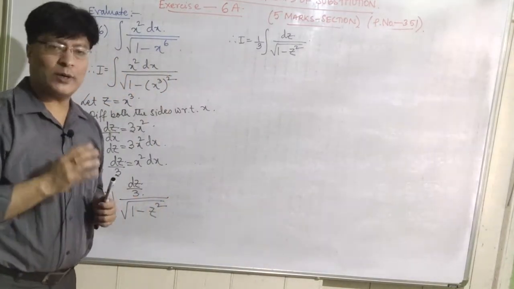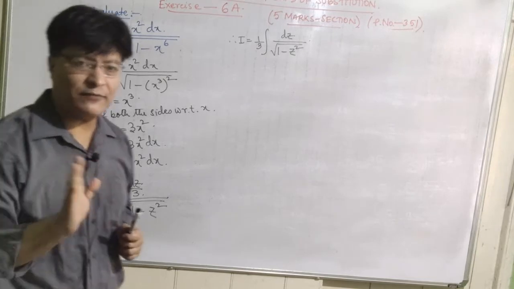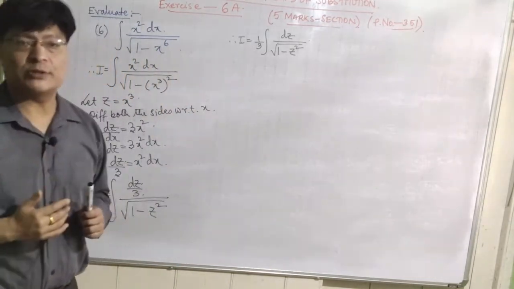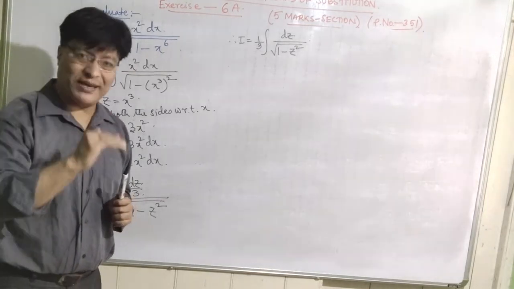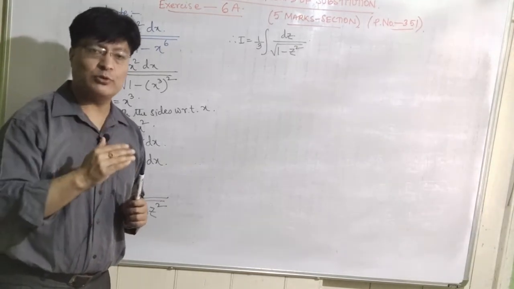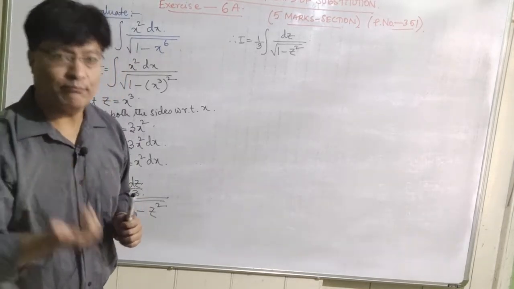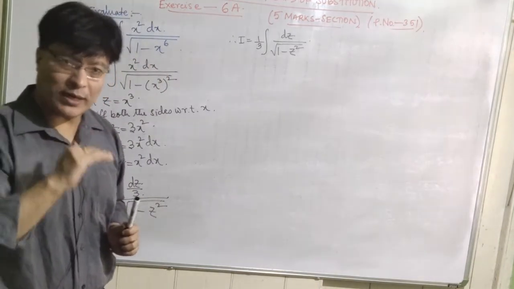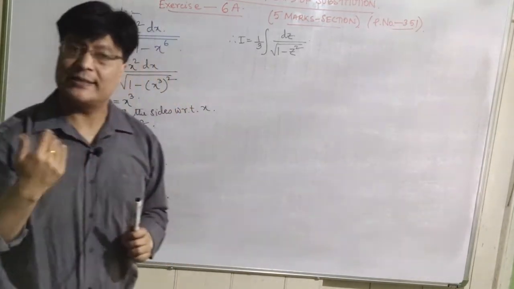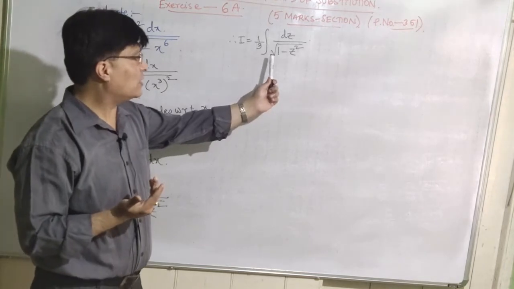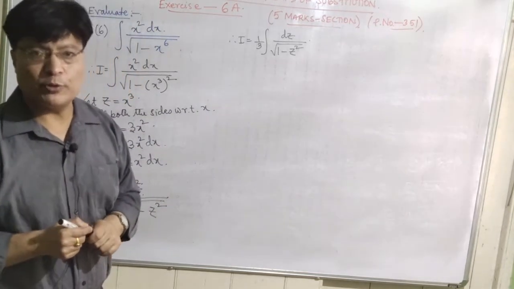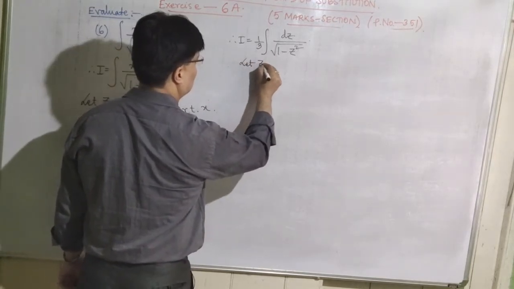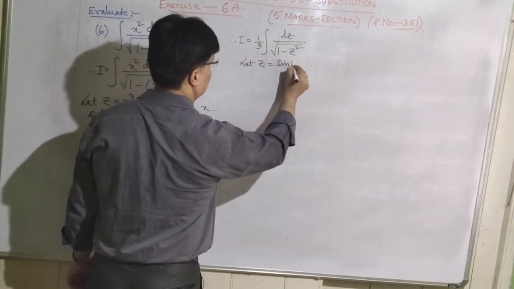Now within the square root the power of z is 2. You cannot integrate it directly. So in this case you have to use the method of substitution, that is the trigonometric substitution method. So what should you put for z? If it is 1 minus x square, you put x is equal to sine theta. But here it is 1 minus z square, so you should put z is equal to sine theta. So let z is equal to sine theta.